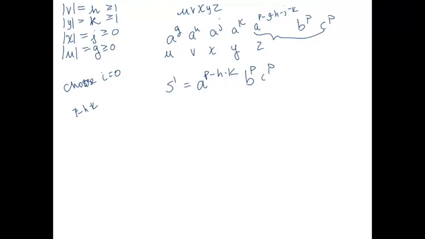Since h and k both had to be at least 1, p minus h minus k is not equal to p. Therefore, s prime is not in the language.